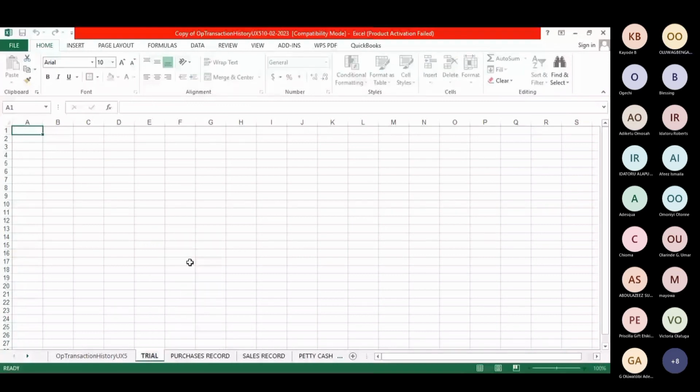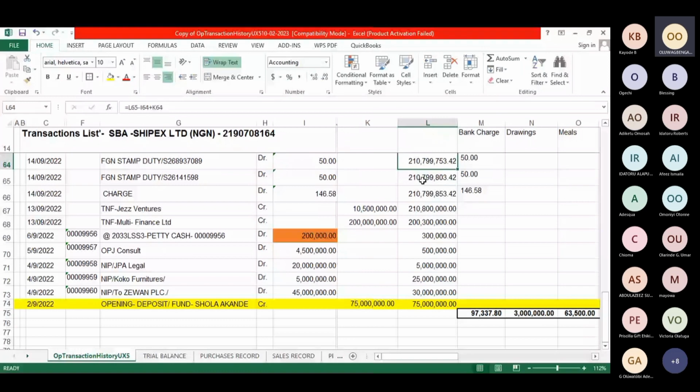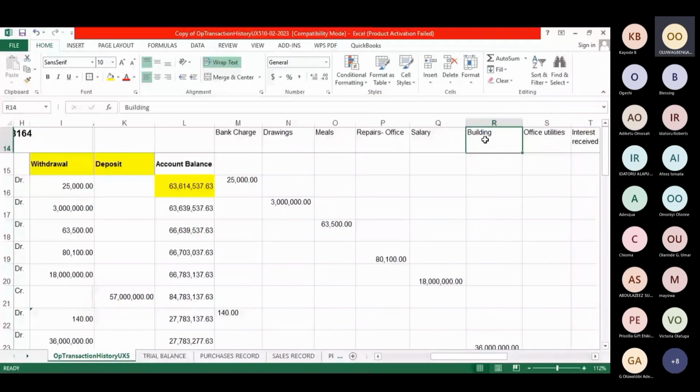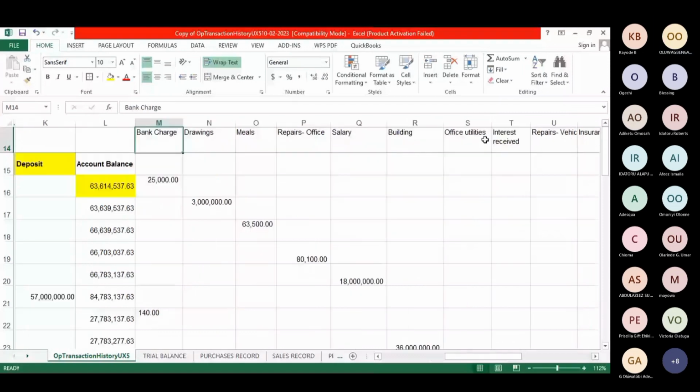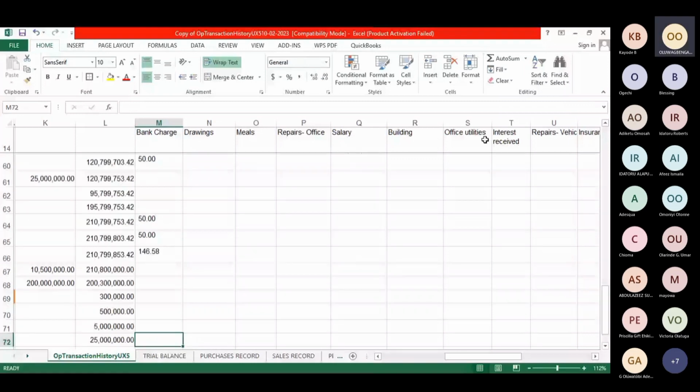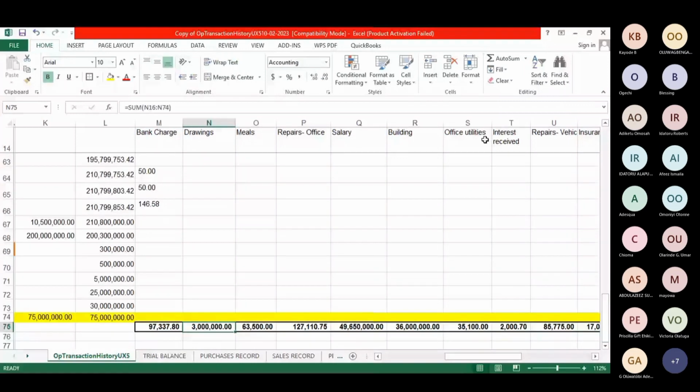So by analyzing all this, everything you can see here from these bank charges, drawings, meals, repairs, office, take it to be that they are the respective ledgers. They are the respective ledgers, and this is the amount. So what we are now going to do is to categorize this in the trial balance.